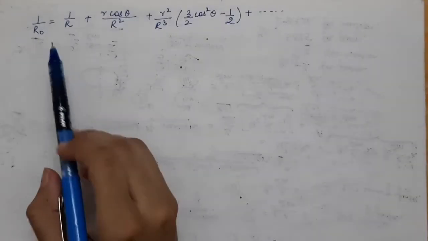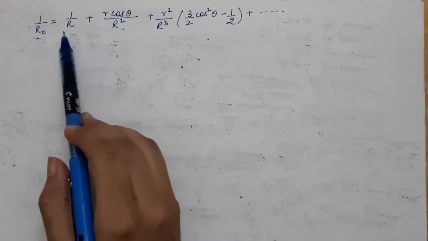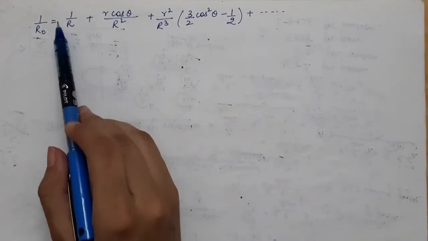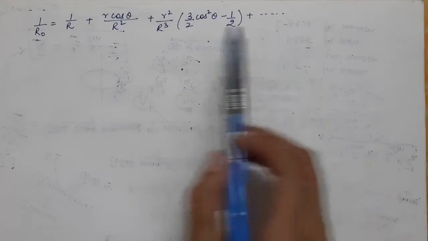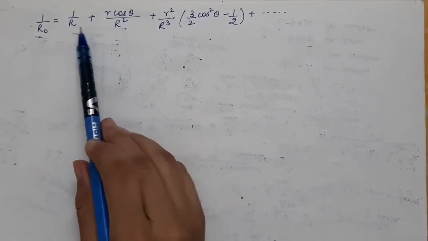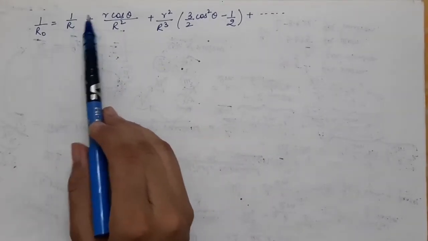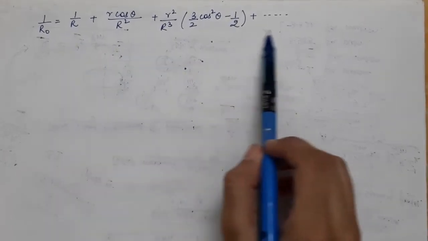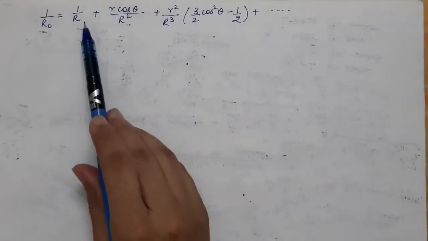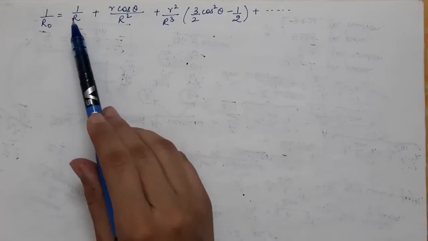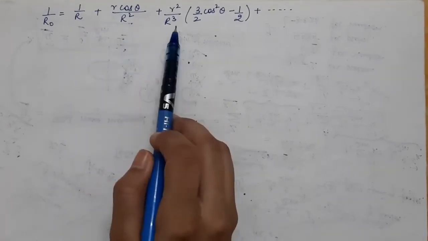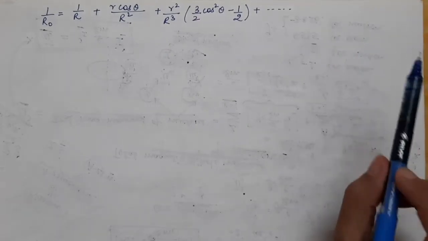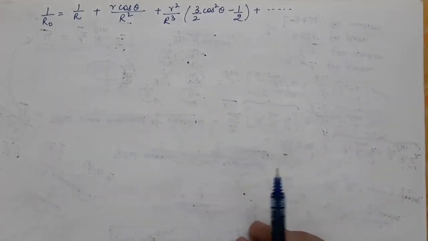So in the last term we had 1 by r naught equal to a right hand side where we had 1 by capital R outside the bracket. In this step I have taken 1 by capital R inside the bracket and simplified to this. So the powers in the denominator will now be capital R, then capital R square and capital R cube, and so on. So this is the expression of 1 by r naught.